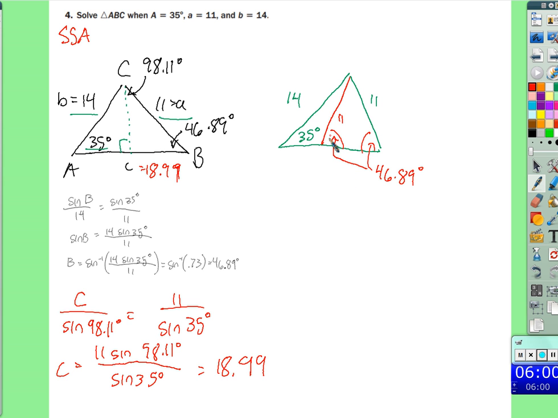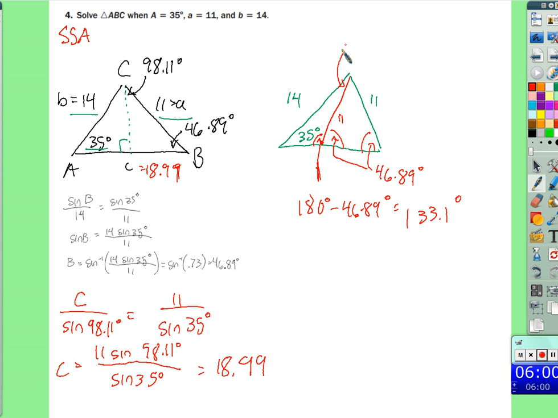So if this is 46.89, then how big is this angle right here? 180 minus 46.89. This whole thing from the straight line is 180 degrees. If we subtract this, we'll find this right here. So 180 minus 46.89 gives us what? 133.1. Okay. So that's how big this angle is right here.